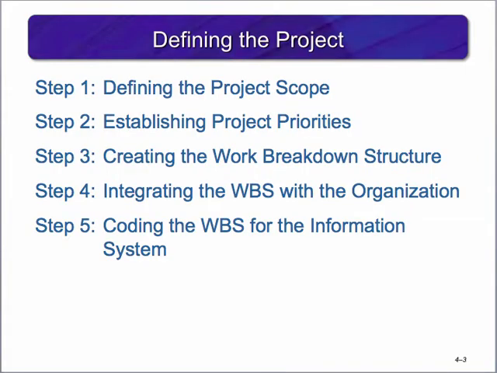Once you determine a project needs to be created, there are 5 steps you will want to complete. This will help you understand what you are doing and whether the project needs to move forward. Step 1, define the project scope. Step 2, establish project priorities. Step 3, create the work breakdown structure. Step 4, integrate the work breakdown structure with the organization. And Step 5, code the work breakdown structure for the information system.